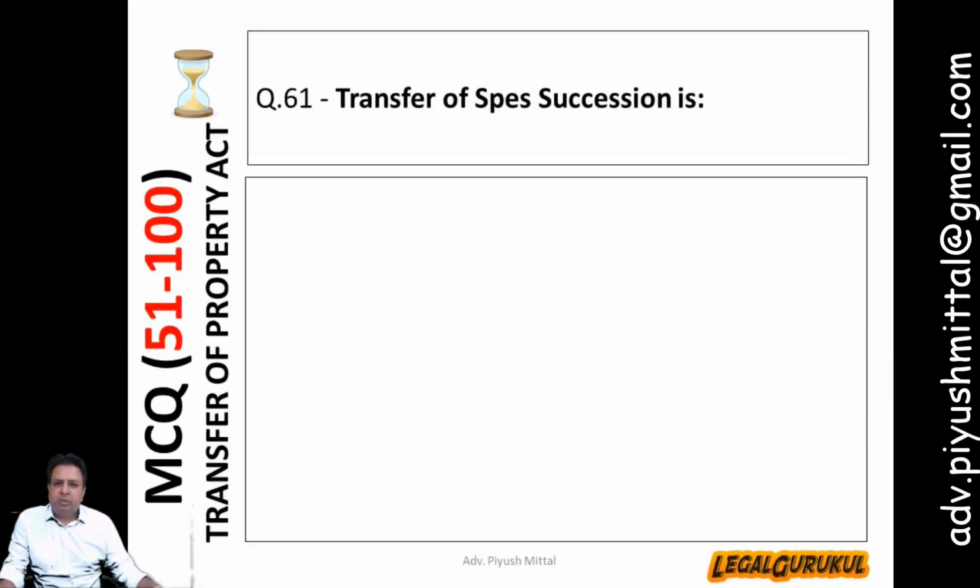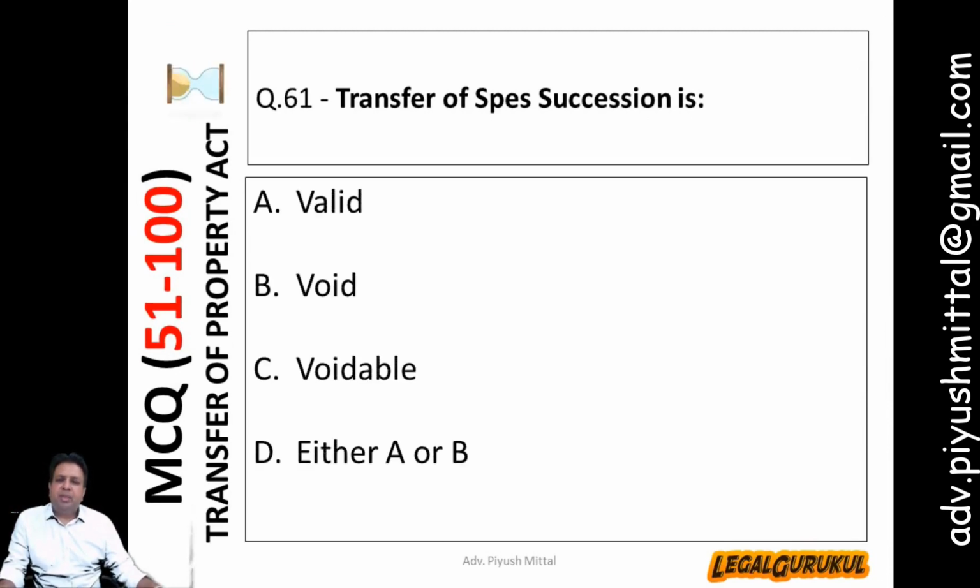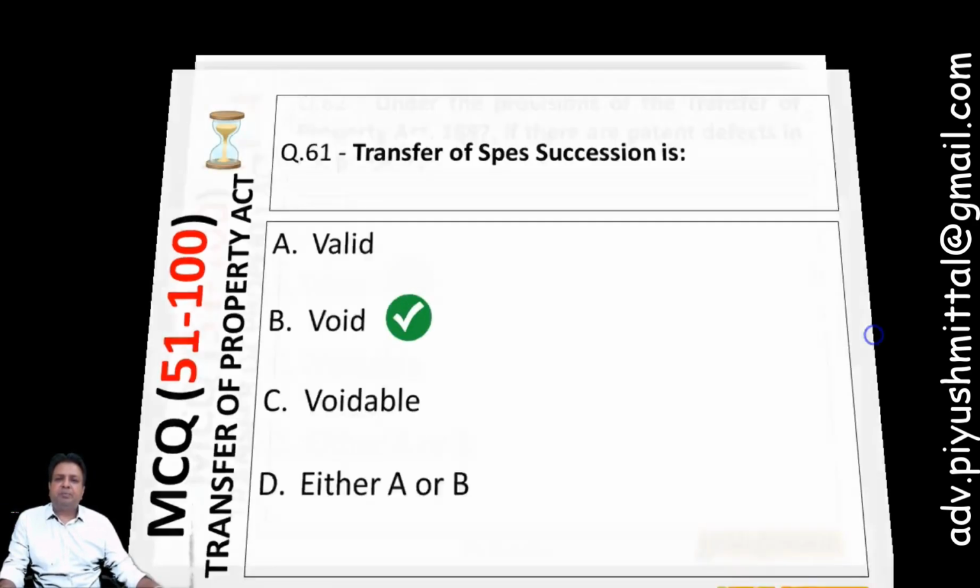Question number 61. Transfer of Spes succession is A, valid, B, void, C, voidable, D, either A or B, and the correct answer is B, void.